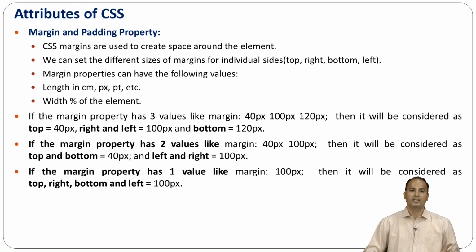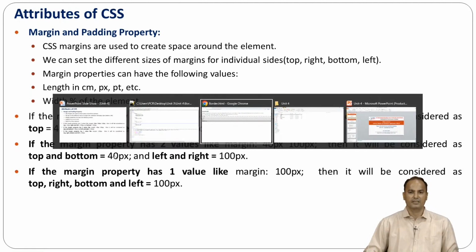If the margin property has three values like margin 40 pixels, 100 pixels, 120 pixels, then it will be considered as top 40, right and left 100, and bottom 120. If the margin property has two values like margin 40, 100 pixels, then it will be considered as top and bottom 40 pixels, left and right 100 pixels. If the margin property has one value like margin 100 pixels, then it will be considered as top, left, right and bottom 100 pixels. Let's understand it through a practical example.